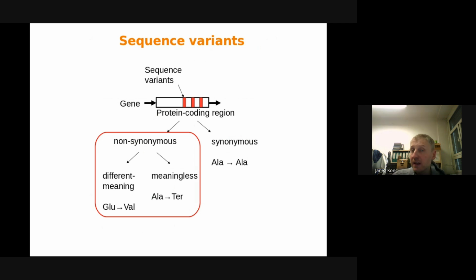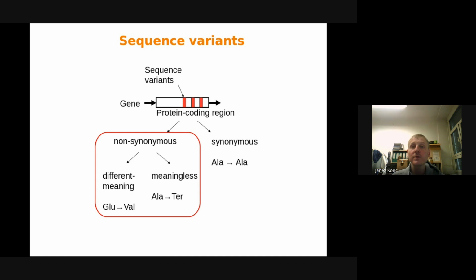I'm going to briefly tell you now how sequence variants come into play, because we've developed a web server, the ProBiS web server, that enables you to study how sequence variants, which are mutations of genes in a population, affect ligand binding.